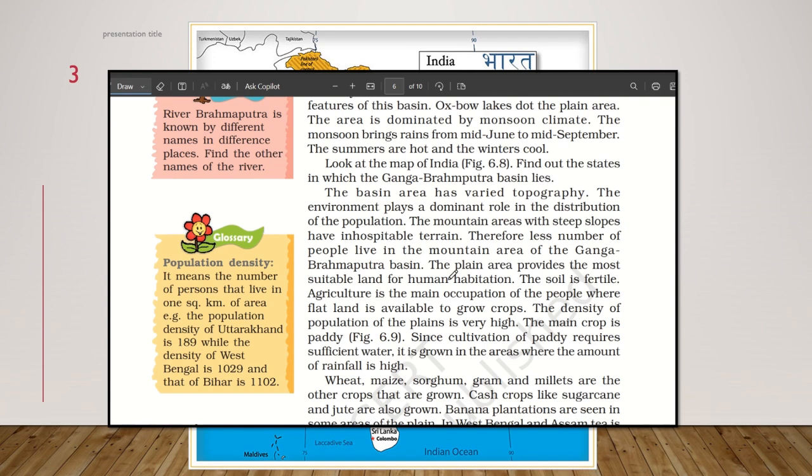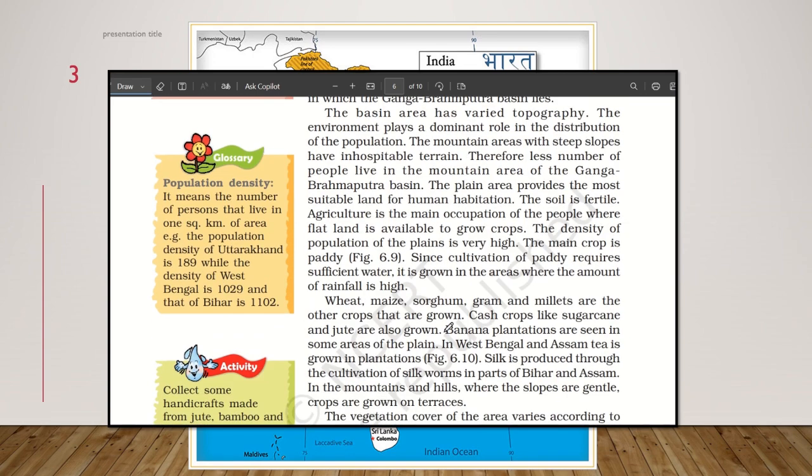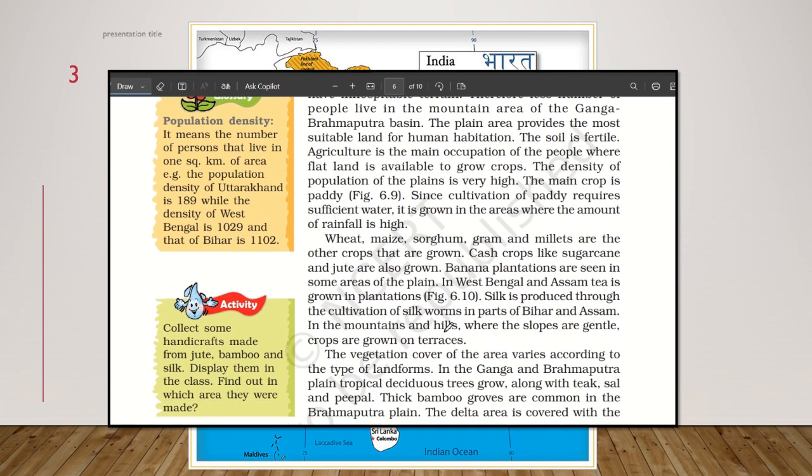Since the density of the population of the plains is very high, the main crop is paddy, that is the rice plant. Cultivation of paddy requires sufficient water, so it is grown in areas where the amount of rainfall is high. There are many other crops: wheat, maize, sorghum, gram and millets are grown. Cash crops like sugarcane and jute are also grown. Banana plantations are seen in some other areas of the plain.